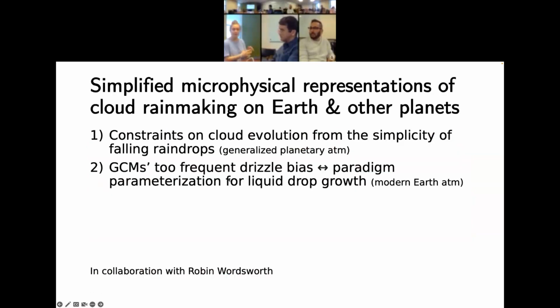Okay, so this talk is divided into two parts, and the first is going to be focused on generalized planetary atmospheres, and the second specifically on modern Earth. And I'll just acknowledge here that this work, which is part of my PhD thesis, was all done with my advisor, Robin Wordsworth.